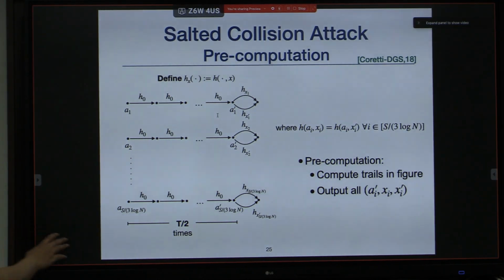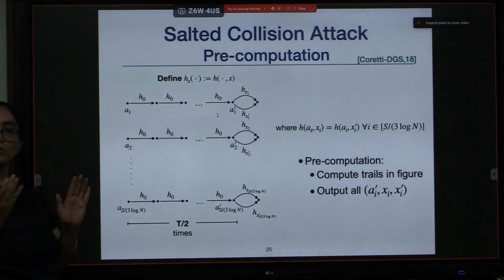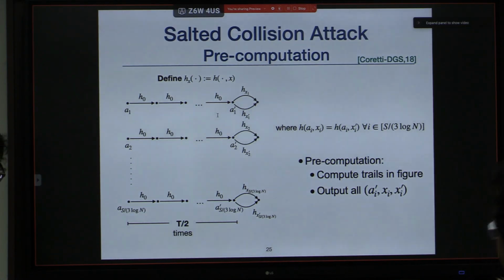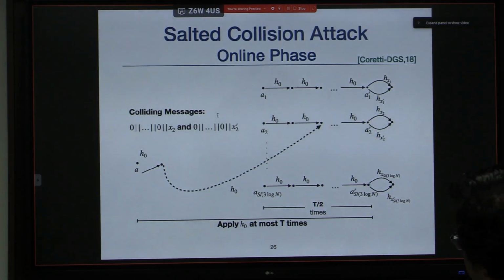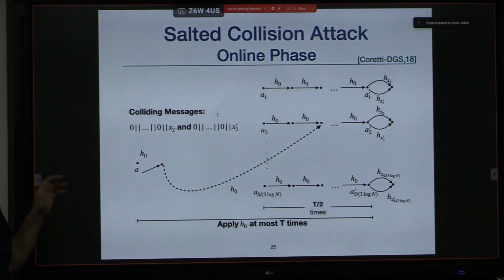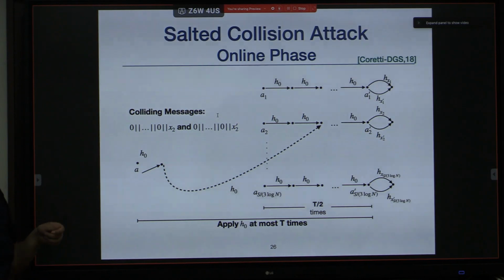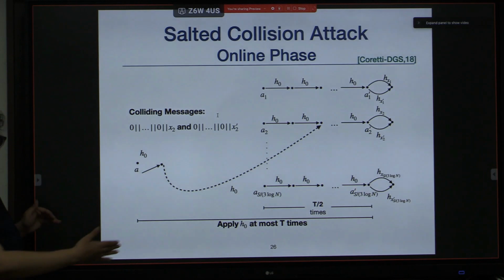So you make these trails, and whatever you get as the output, on that you find a collision, and you store that as your advice. Now in the online phase, the adversary gets the salt, and it again applies this function with zero messages iteratively. So you would apply h(a, 0), then say you got the output a prime, on that you do h(a prime, 0), and you will iteratively apply that t times.